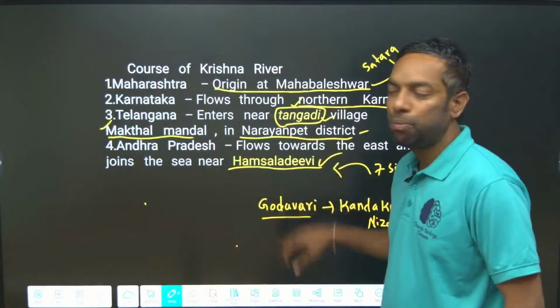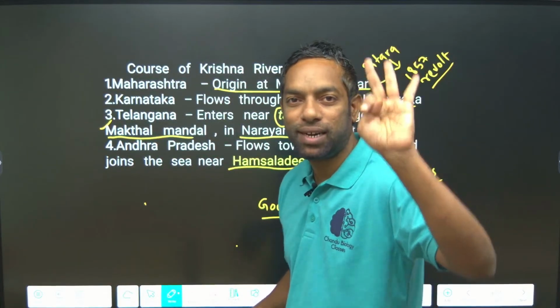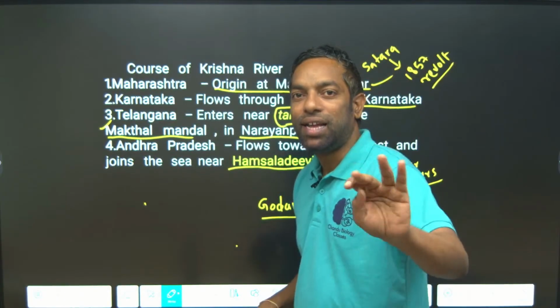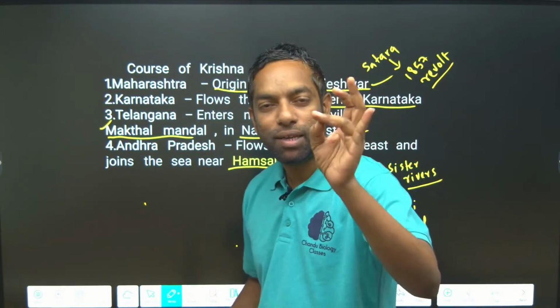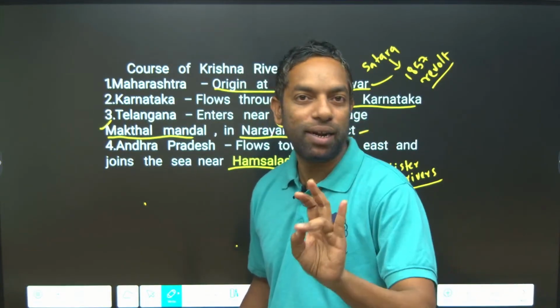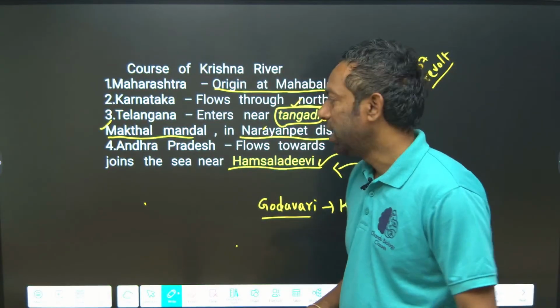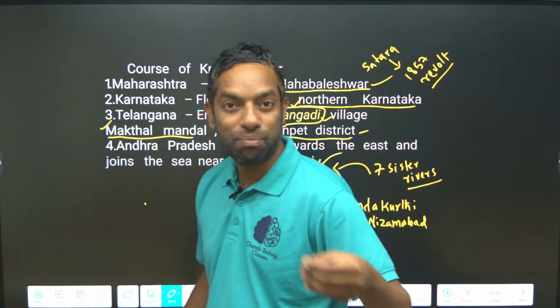I hope you understand the four states it flows through. The origin state is Maharashtra, where it originates at Mahabaleshwar. Then northern Karnataka. In Telangana, it enters at Tangadi village, Matkal Mandal, Narayanapet district. And in Andhra Pradesh, it finally reaches Hamsala Devi.